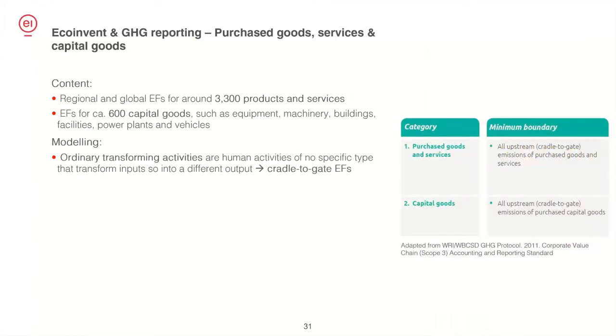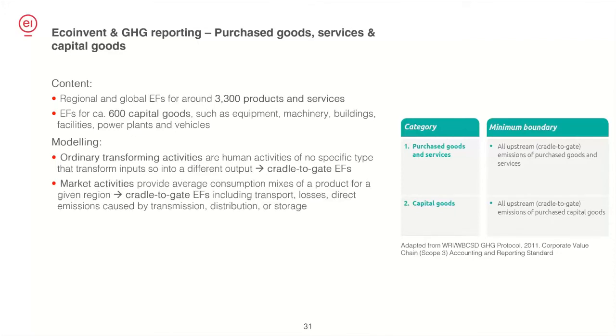So on the one hand, we have so-called ordinary transforming activities. These are human activities of no specific type that transform certain inputs into a different output. The emission factors of those transforming activities are cradle-to-gate emission factors. And what you can see here on the right are the minimum boundaries as defined by the GHG protocol for category 1, so purchased goods and services and capital goods. And what you can see here is that the emission factors of ordinary transforming activities, being cradle-to-gate emission factors, are in line with what is asked for by the GHG protocol.